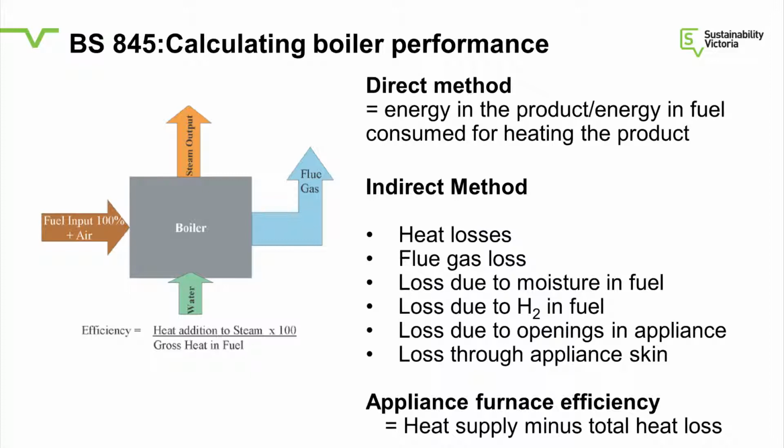In working out how efficient your boiler is, you've got it down in the back of your factory, how efficient is that device? You really need to go back to first principles, and this is the technique used by people when they commission boilers. It's pretty standard. It's 845, and it's how you can calculate the efficiency of a boiler.